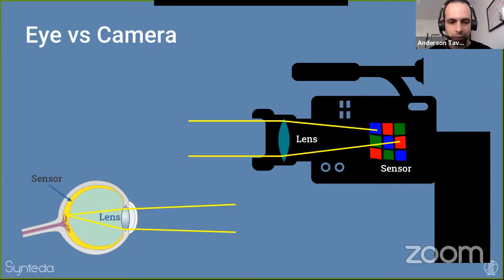But one difference is that to shift the focus, the camera has to move the lens relative to the sensor. In the eyes, it changes the shape of the lens.